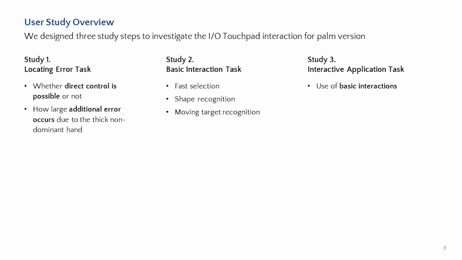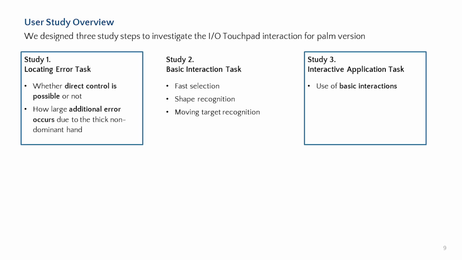The goal of the first experiment was to investigate the accuracy of touch interaction through the hand. In the second experiment, we tested the performance of 3 basic interactions. The basic interactions were then used to create several interactive applications, which were evaluated in the third experiment. Today, I will summarize the first and third experiments. For the second one, please refer to our paper.